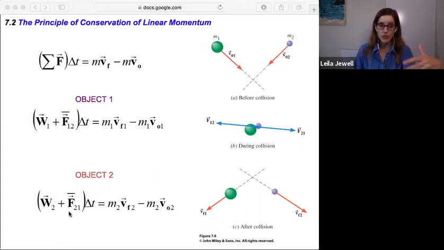We have the weight of object 2, plus the force on 2 from object 1, times the time interval over which it happened, is equal to the mass of object 2 times the final velocity of 2 minus the initial momentum of object 2, mass times initial velocity.